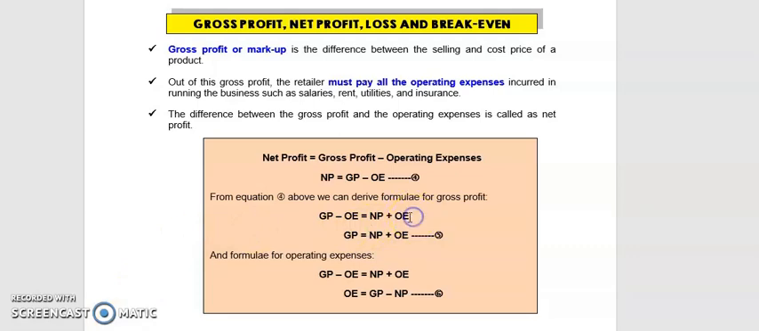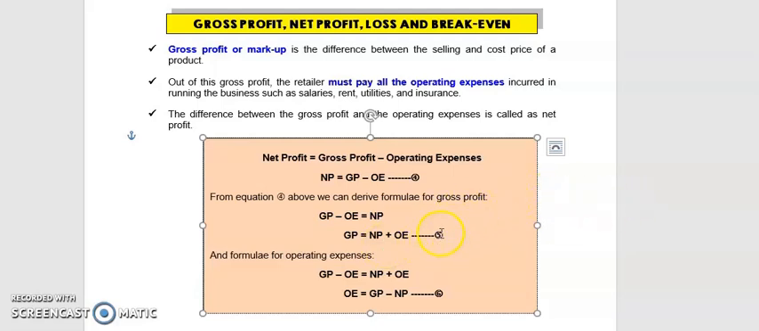Before that, I forgot to delete this one, sorry. I copied and pasted, so I forgot to delete this part. So you put GP minus OE on the left hand side: GP minus OE equals NP. Now we want to find the formula for GP, so make GP the subject. GP equals NP plus OE. How do we get plus OE? Minus OE, you bring to the right hand side, it becomes plus OE. Now you get the formula for gross profit.